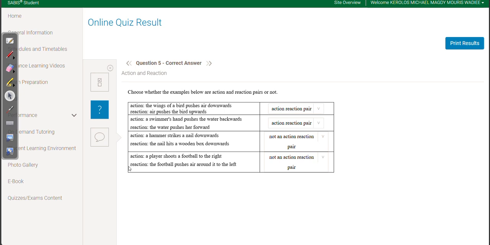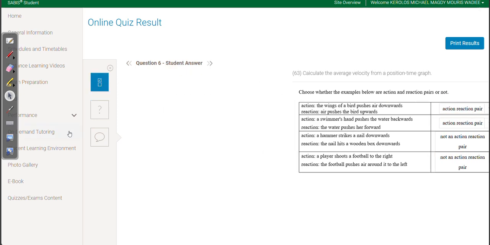So this is wrong. Action: a player shoots a football to the right. We expect the reaction from football to player to the left. Here they said to the left, which is correct. But here they said football pushes the air, which is wrong. It's supposed to be football on player. Next question.